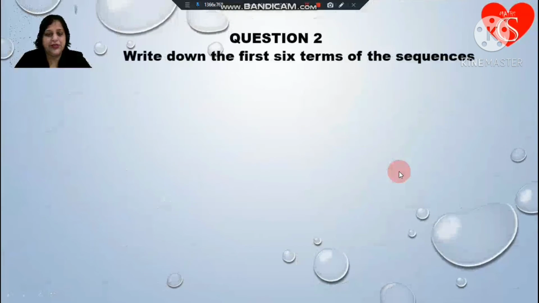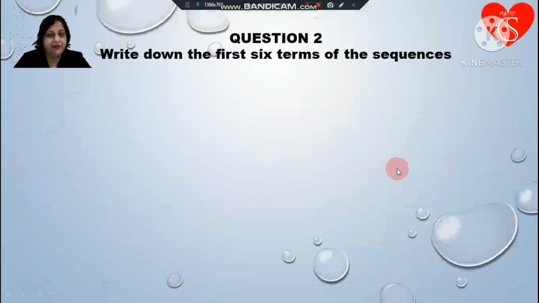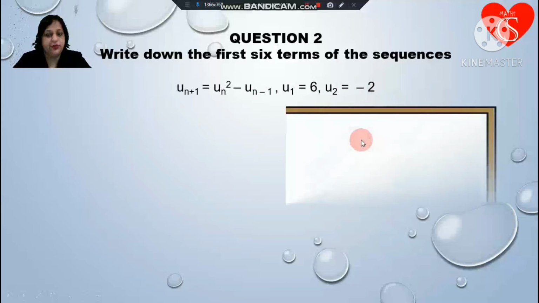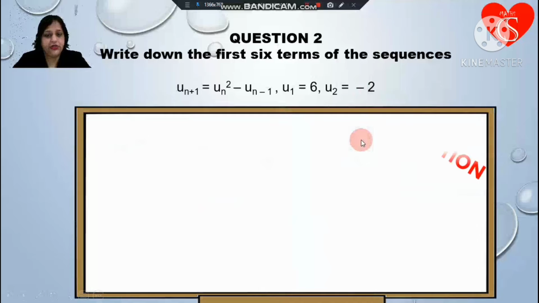Let's look at the question. Also write down the first 6 terms of the sequence, but the explicit formula given is a bit different. The n plus 1 term is equal to the n term squared minus the n minus 1 term. You are given the first term as 6 and the second term as negative 2. Let's look at the solution.